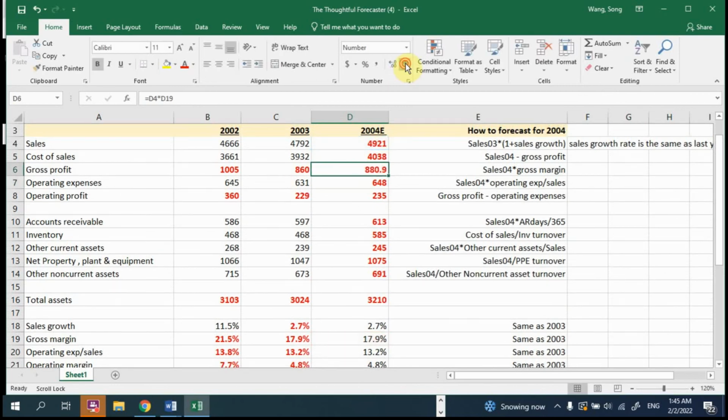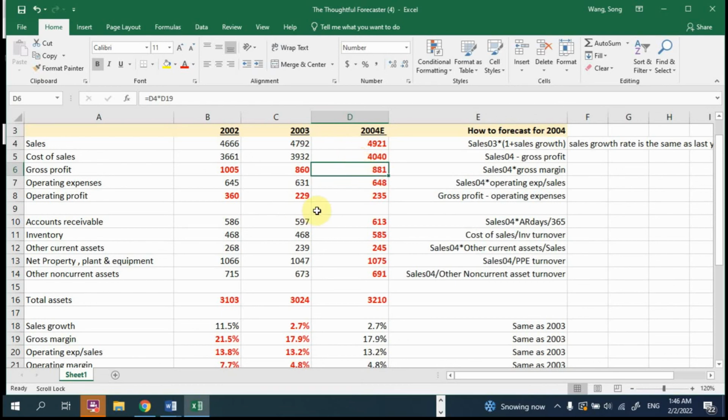And for the cost of sales, it would be the difference between sales and the gross profit. So it's really like forecasting backward. We know the gross profit margin first, then we'll figure out the gross profit, and then we figure out what the cost of sales would be. And there will be some other ways to figure out the cost of sales in a different exercise, just to let you know.